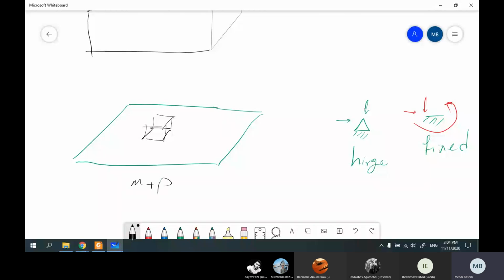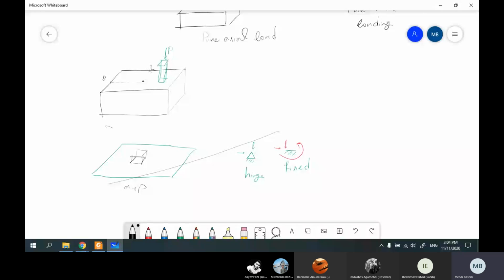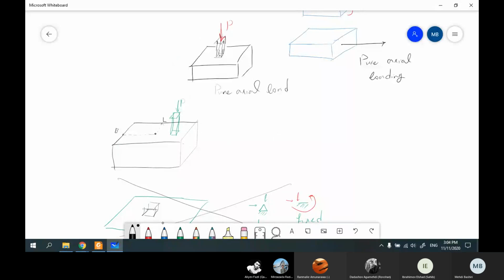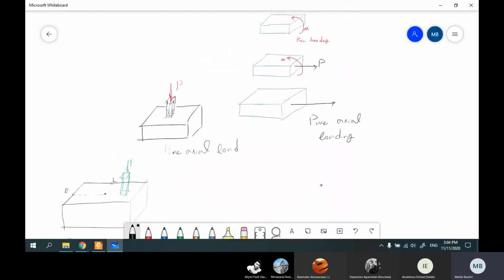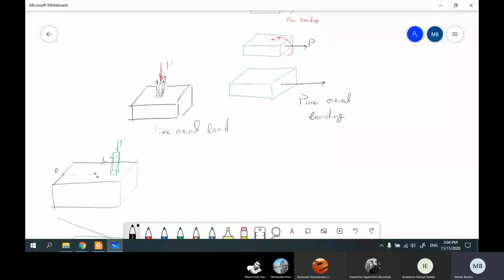Let's forget about this case. And let's concentrate on these two cases. Okay, if you remember, I explained it already. We can equalize this foundation, or we can simplify this arrangement with a simpler arrangement of column and foundation.